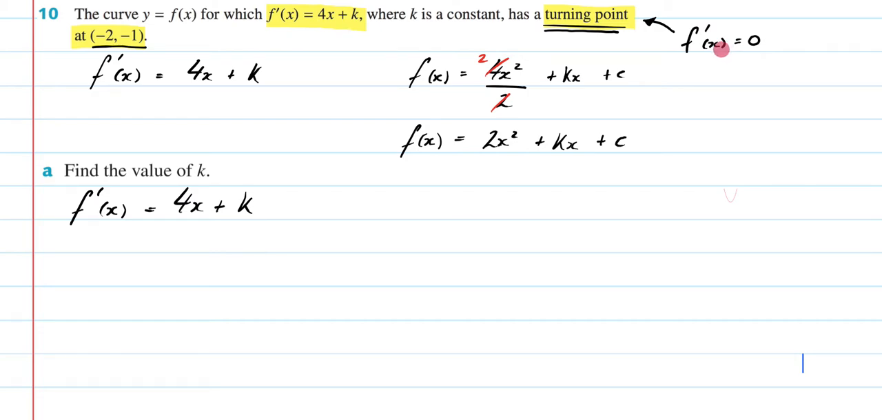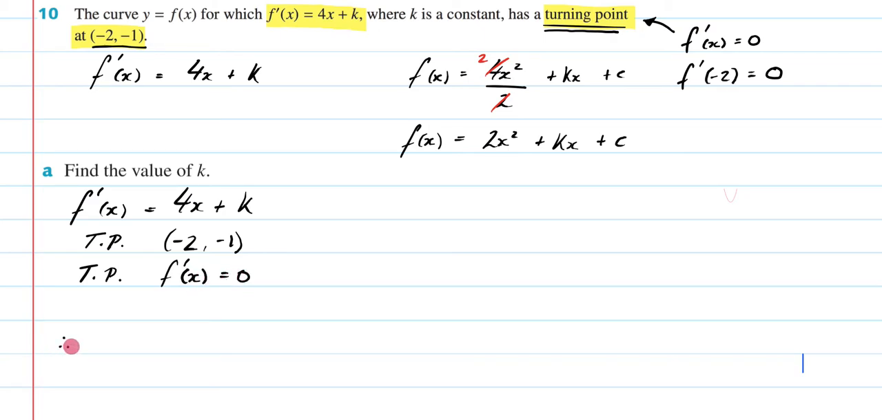So the fact that they tell us that at this point we have a turning point, what that means is that at f dash of -2, I'm going to have a gradient of 0. So over here, we are told that the turning point occurs at -2, -1. We know that at the turning point, my derivative is going to be equal to 0. Therefore, at f dash -2, I'm going to get a derivative that is equal to 0.